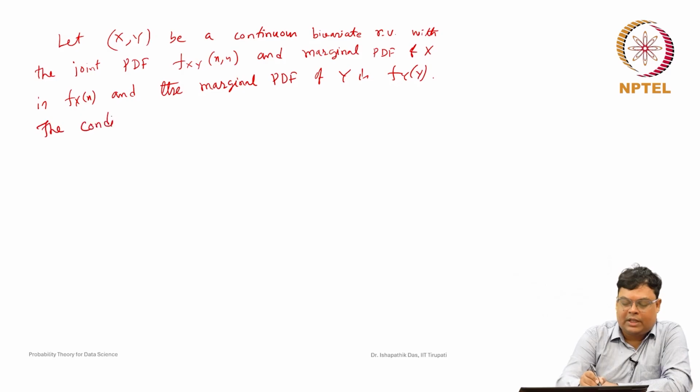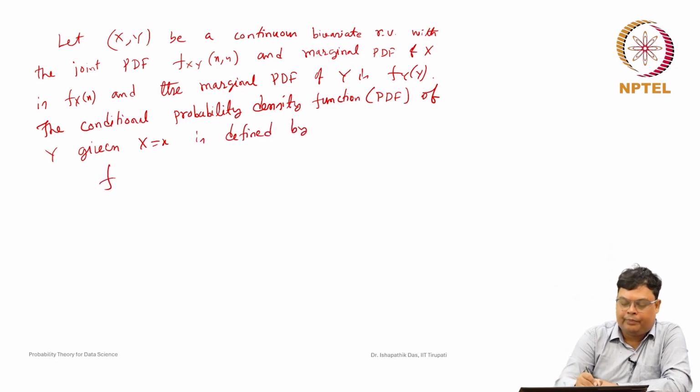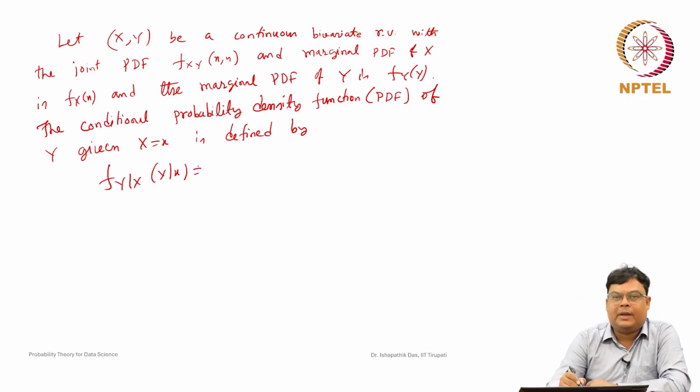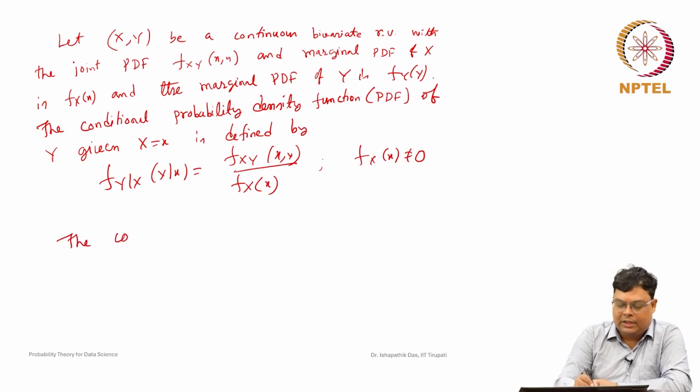The conditional probability density function, PDF, of, suppose we are talking about Y given X equal to some point x, is defined by f of Y given X. Very similarly to when we defined the probability mass function cases, here it will be the joint probability density function divided by the marginal probability density function of X, provided we assume that this is not equal to 0.